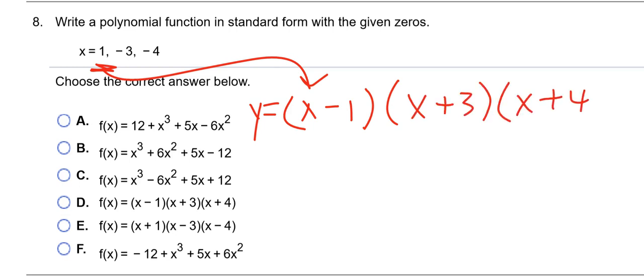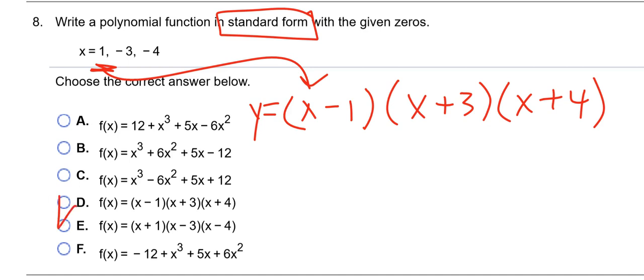So far we're looking good, but why is this the wrong answer? Look at the question. Why is this the wrong answer? I got all the zeros. I got all the factors. Is it because you put y equals? Nope. Every one of those has a y equals. They call it f of x, but it's all y equals. What do the instructions say? Oh, standard form. And this is factored form. Oh, they want me to put it in standard form. Well, that means I'm going to have to.